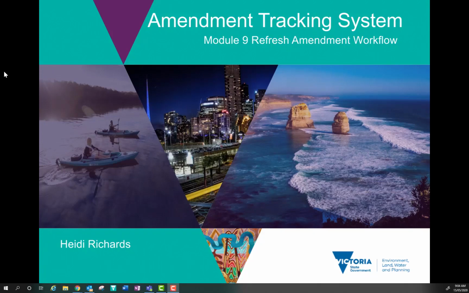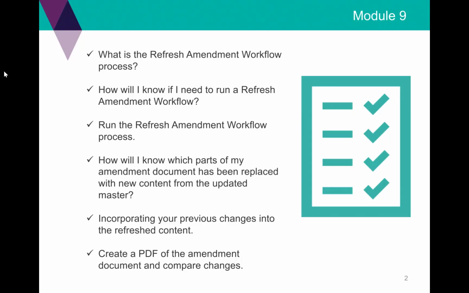In this video for the Amendment Tracking System online guides, we cover Module 9 and we look at the refresh amendment workflow. We'll look at what the refresh process is and how users will know if they need to run a refresh. We'll show you how to run the refresh process and also give you an understanding of how you can see which parts of your document has been changed.